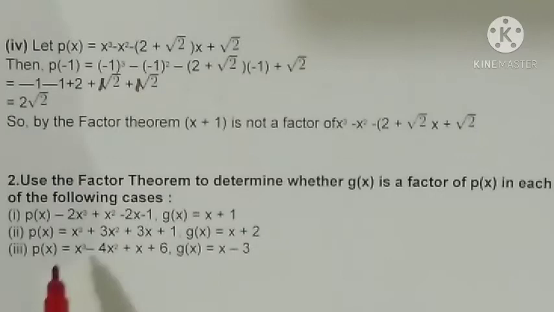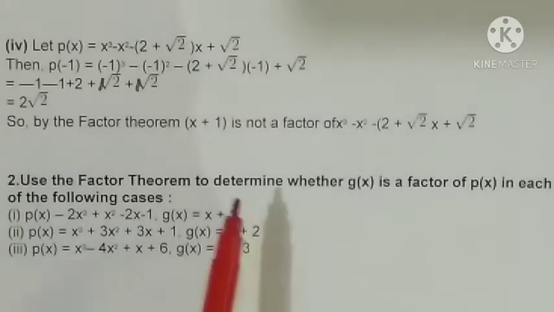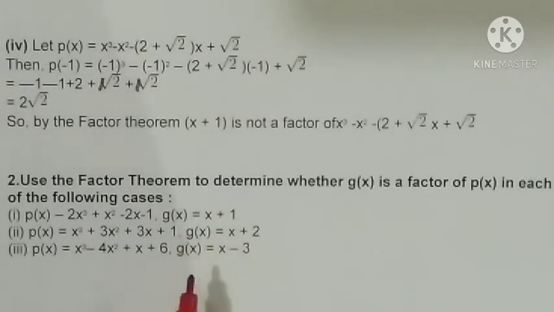In the second question, p of x equal to x cube plus 3x square plus 3x plus 1. Now what is g of x? G of x equal to x plus 2. What do we have to do for this question? Check whether x plus 2 is a factor of the given polynomial p of x. What is the last question? G of x equal to x minus 3. That means whether x minus 3 is a factor of the given p of x, which is x cube minus 4x square plus x plus 6.